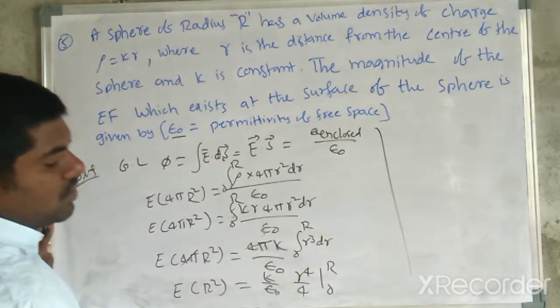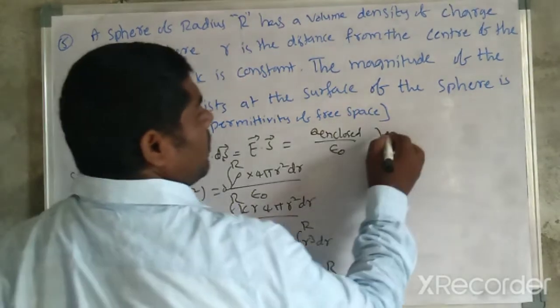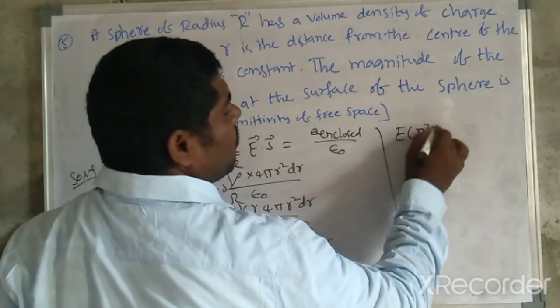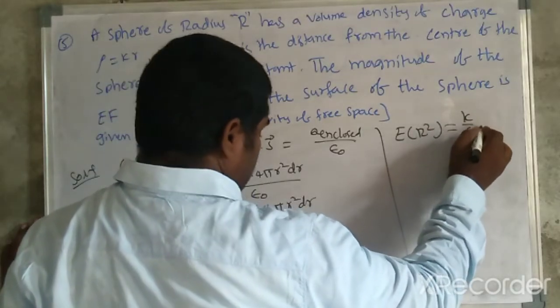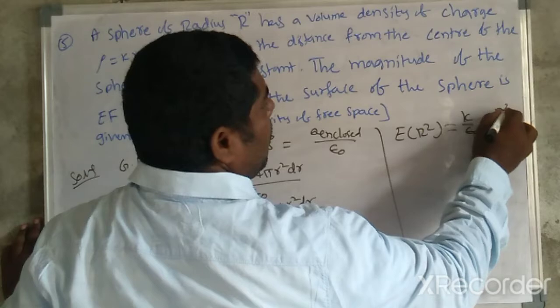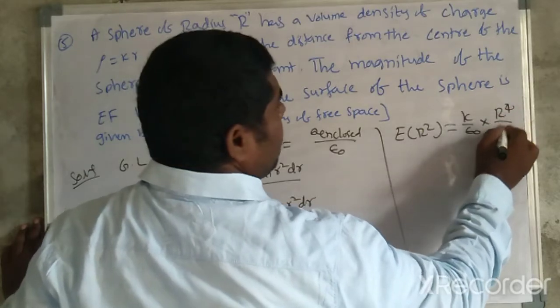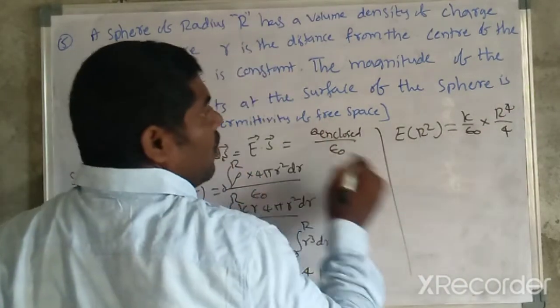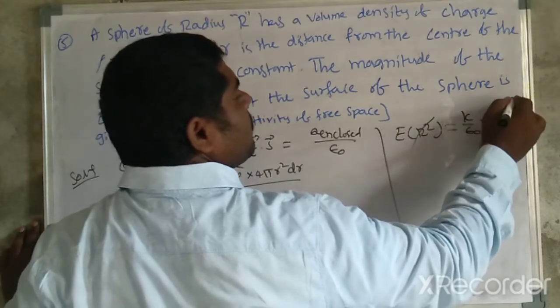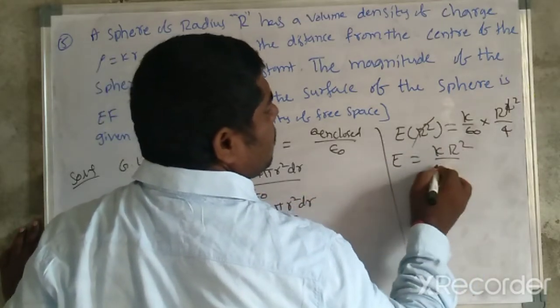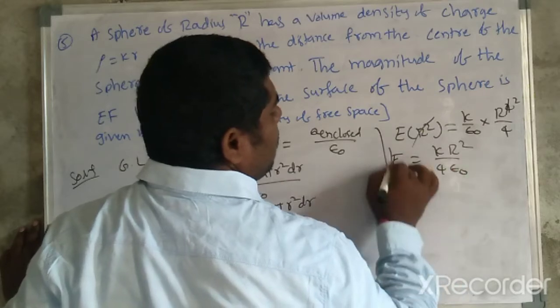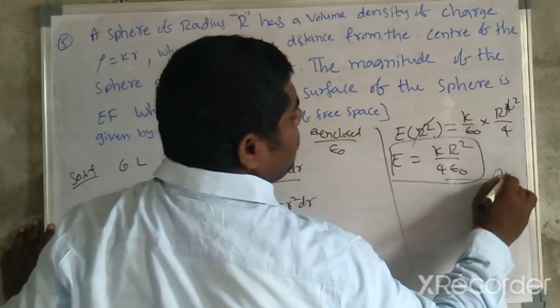So substitute these limits, higher limit minus lower limit. Electric field into R square is equal to k upon epsilon naught into capital R power 4 divided by 4. So this R square and this R square get cancelled. So electric field is equal to k capital R square by 4 epsilon naught. This is the answer to the question.